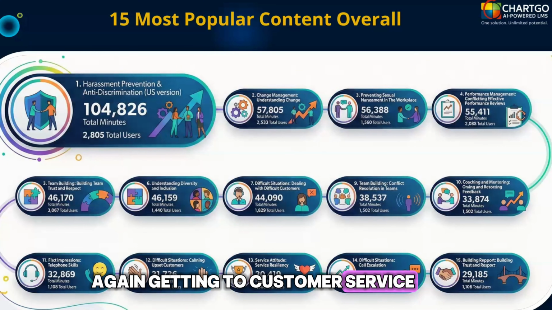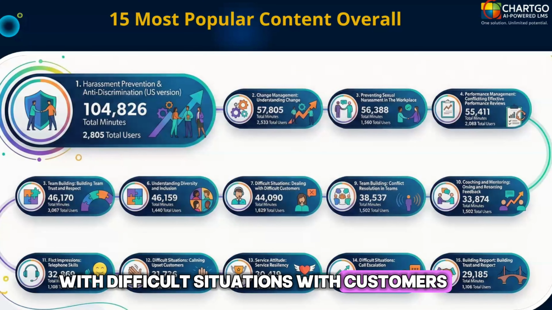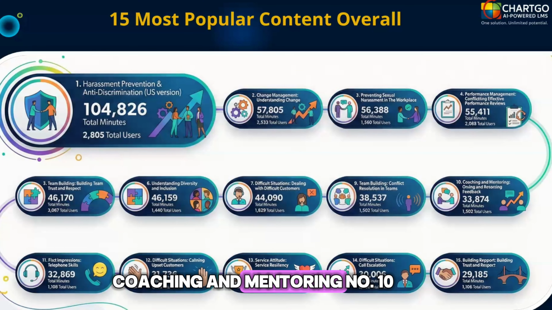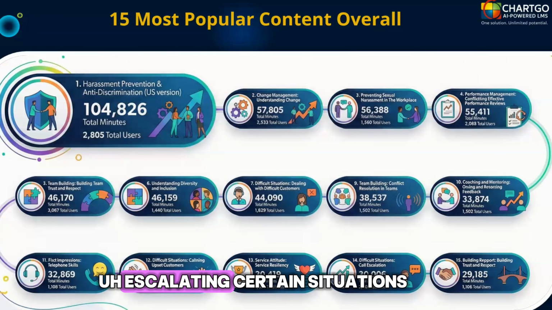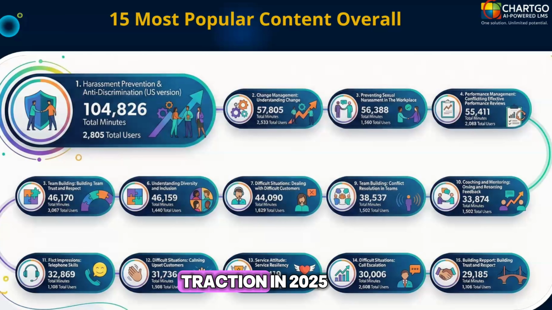Again, getting to customer service with difficult situations with customers. Coaching and mentoring, number 10, with 33,000 minutes there. And then the last five, interestingly, are all pretty much related to customer service: first impressions, handling difficult or upset customers, your attitude when you're in the service industry, and escalating certain situations in customer service also got very good traction in 2025.